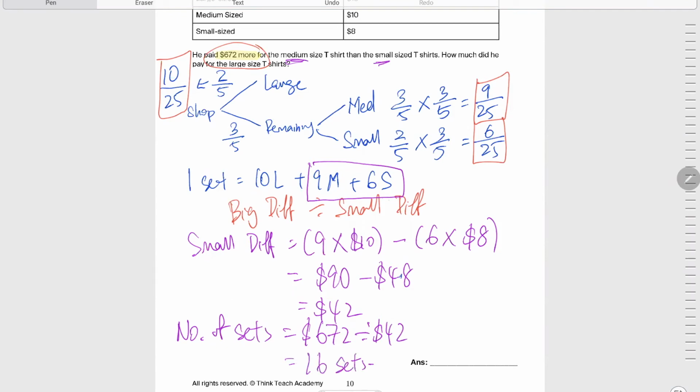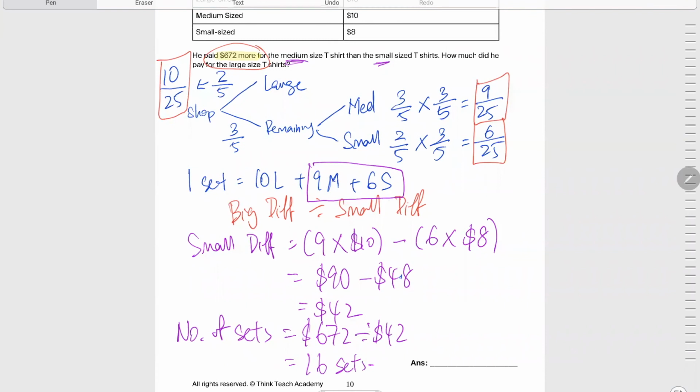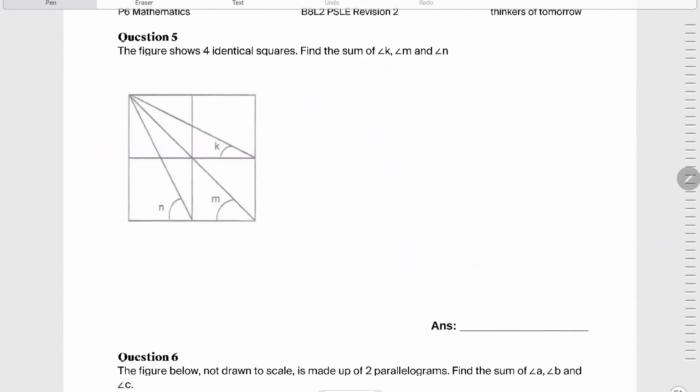Okay, now the question is asking how much did he pay for the large t-shirts? If you know that you have 16 sets, and every one set I have 10 large t-shirts, and every large t-shirt costs $18, your final answer is just 16 times 10 times $18. And you will get $2,880.